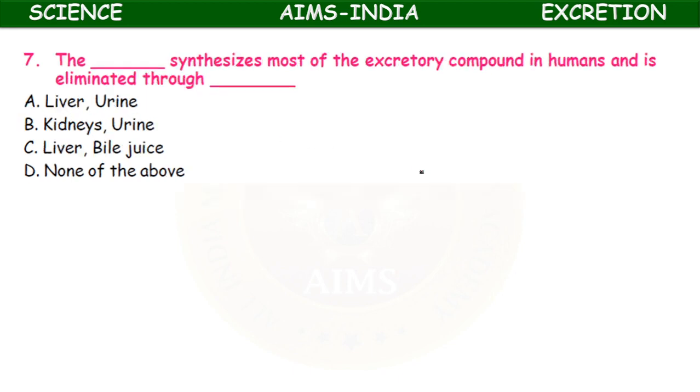The dash synthesizes most of the excretory compound in humans and is eliminated through dash: liver, urine; kidneys, urine; liver, bile juice. It is the first one. The liver synthesizes the most excretory compound in humans and is eliminated in the form of urine after filtration in the kidneys.